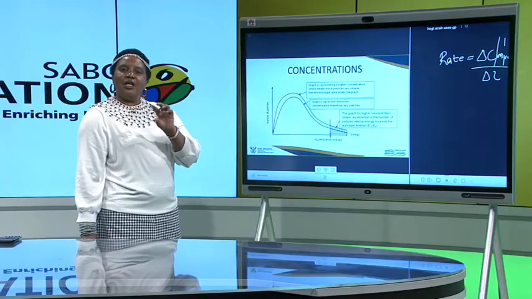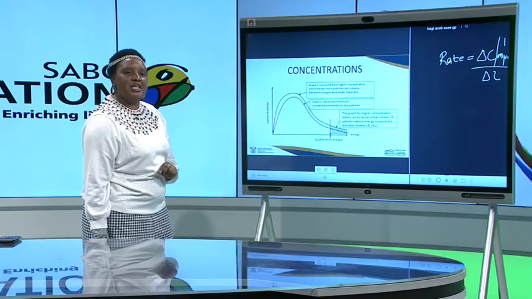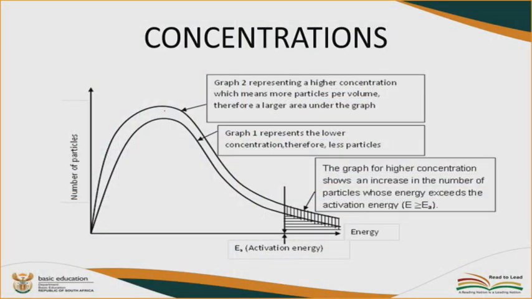Concentration. I want you to notice the difference between the peaks now. Because concentration deals with the number of particles per unit volume. What is happening here? This graph, which is on top, is the one of higher concentration. And the graph below is the one of lower concentration. The rate of reaction increases as a result of more effective collisions per unit time. And in order for an effective collision to take place, those particles must have enough energy.